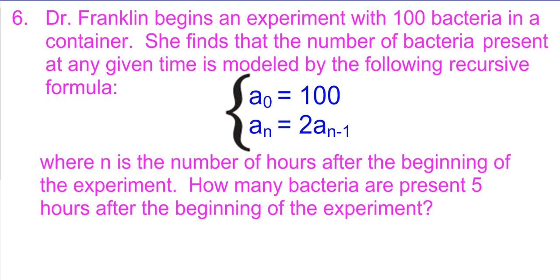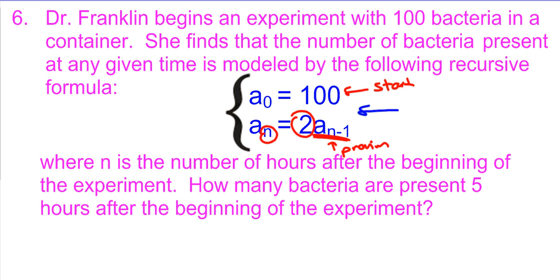Now, the last two deal with our recursive formula, and this is what you will see on your ACT, this exact question pretty much. So it says, Dr. Franklin begins the experiment with 100 bacteria in a container. She finds that the number of bacteria present at any given time is modeled by the following recursive formula. So you have to be able to read this. When I'm looking at it, it says I start with 100, and then to get to the next term, I multiply by 2. So you take the previous term, that's what that n minus 1 means, previous term times 2.